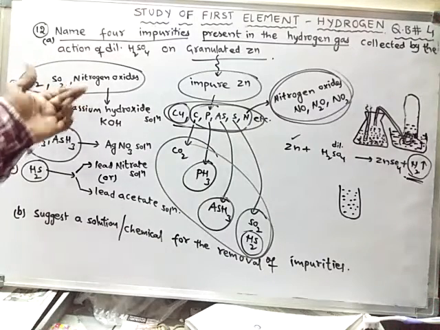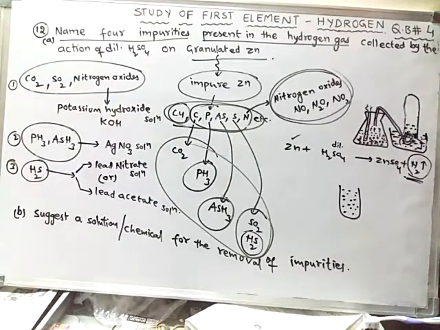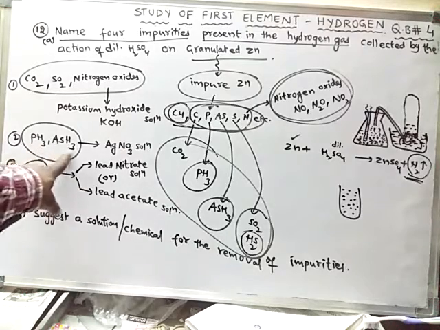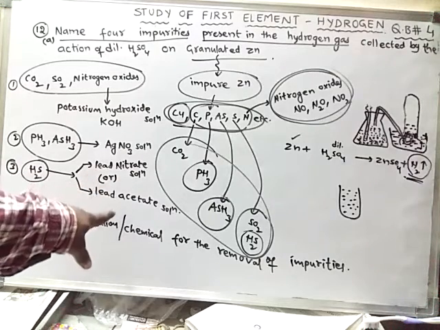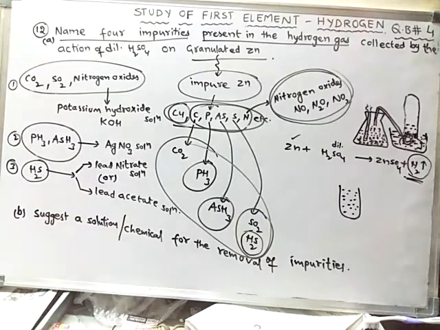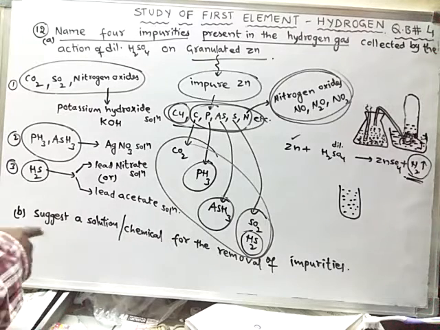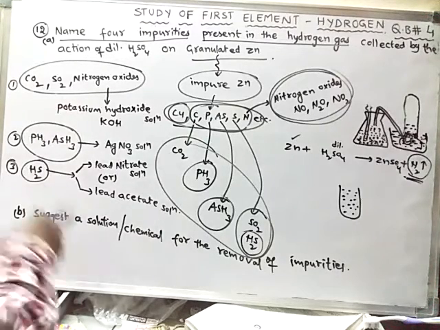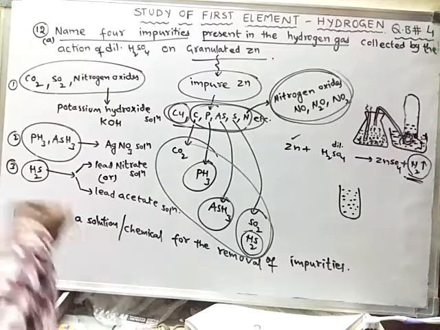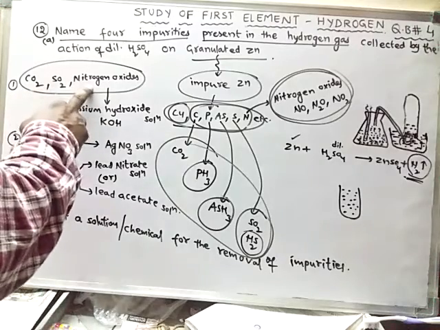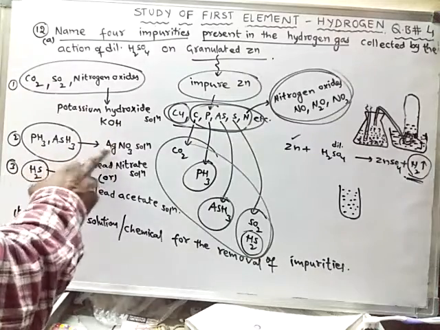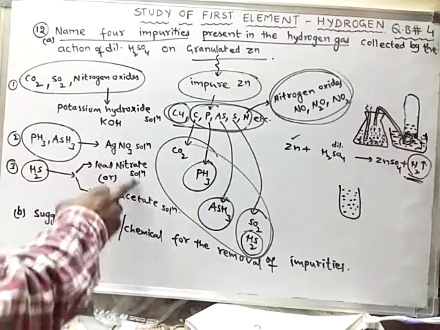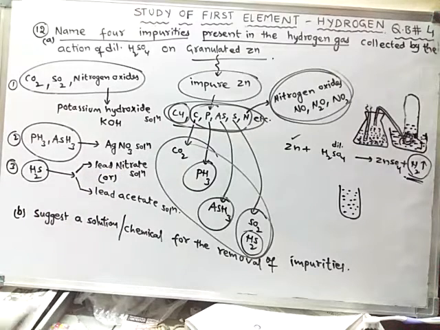These three impurities dissolve in potassium hydroxide solution. These two impurities will dissolve in silver nitrate solution, and this impurity can be dissolved in lead nitrate or lead acetate solution. Right, so this is the answer for this question. Suggest a solution: to remove these substances, we use this solution. To remove these substances, we use this solution. To remove this substance, we may use this solution or this solution. Okay.